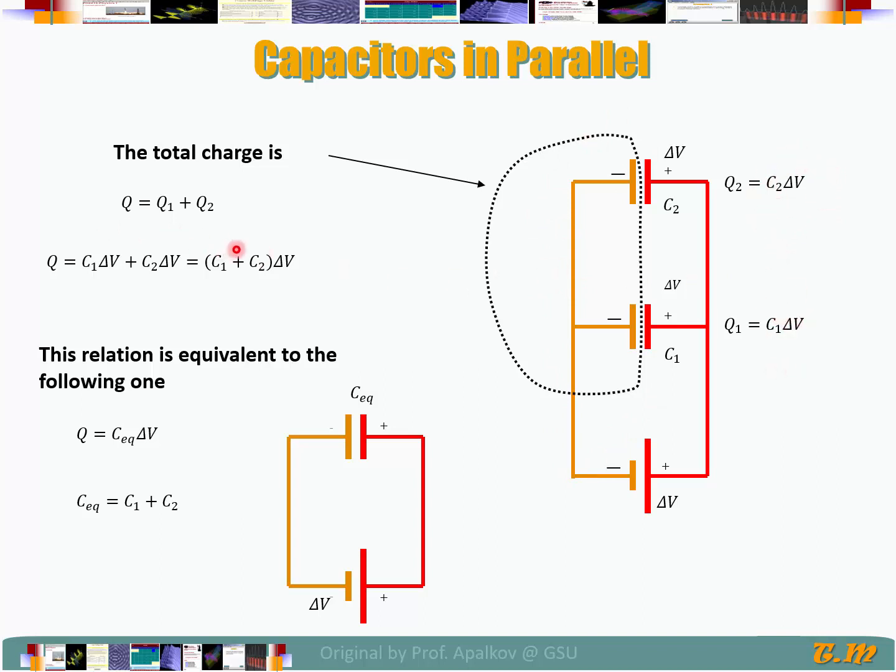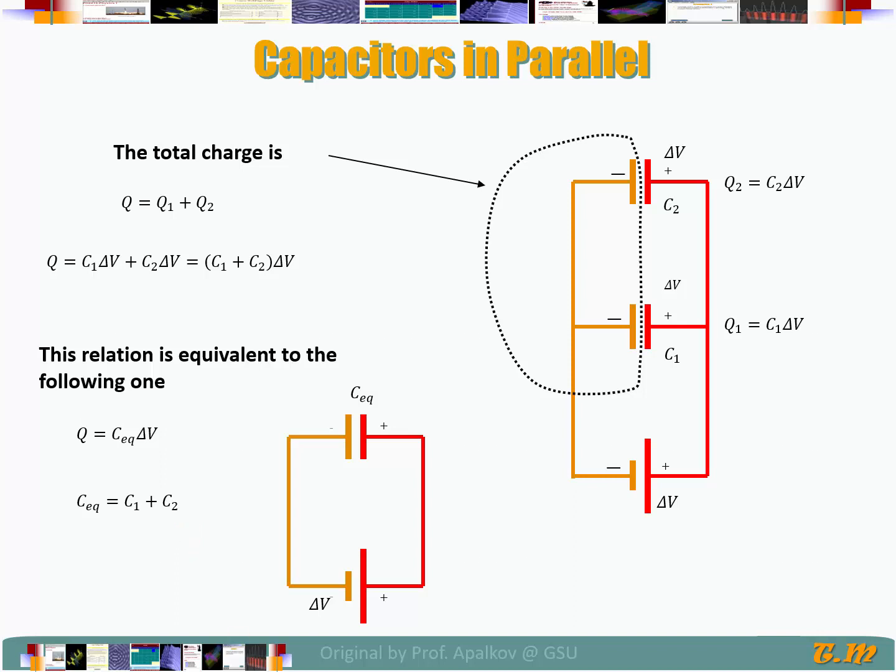Now, when we write the equation Q is equal to Q1 plus Q2, we replace those here: C1 delta V plus C2 delta V, we end up having (C1 plus C2) delta V. So if we replace these two capacitors by an equivalent capacitance, we are again going to get the equation Q equals C equivalent delta V. That tells us, comparing these two expressions, that the equivalent capacitance of two capacitors when they are in parallel is C1 plus C2.